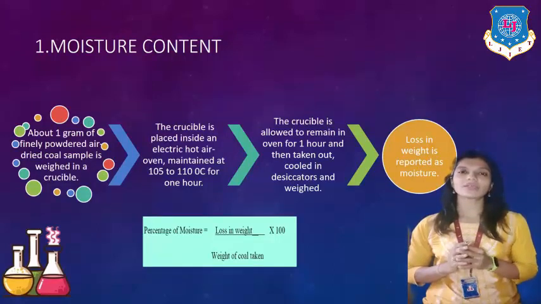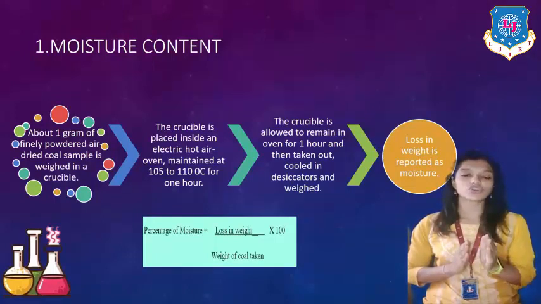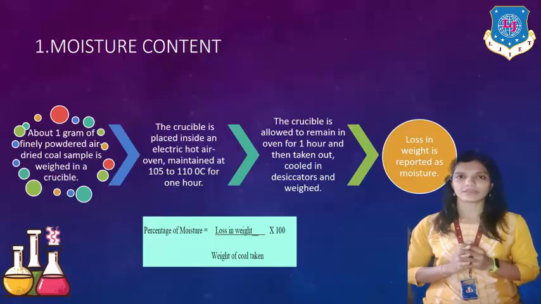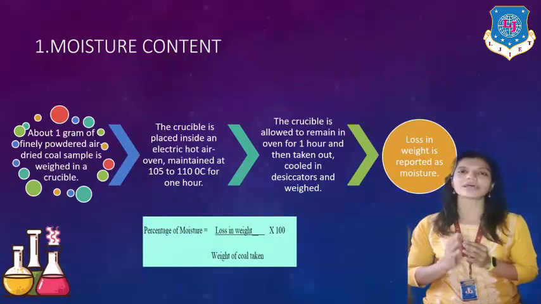Moisture content, we can determine by weighing before and weighing afterwards. How? We have to take 1 gram of finely powdered coal sample in a crucible. We put it into a hot electric oven for 1 hour, and then we weigh it again. When we weigh it, we get an exact idea of how much moisture has evaporated. So we can calculate it using the formula: percentage of moisture is equal to the loss in weight divided by weight of coal taken into 100. When we put in the values, we get an idea about the percentage of moisture present inside our coal sample.